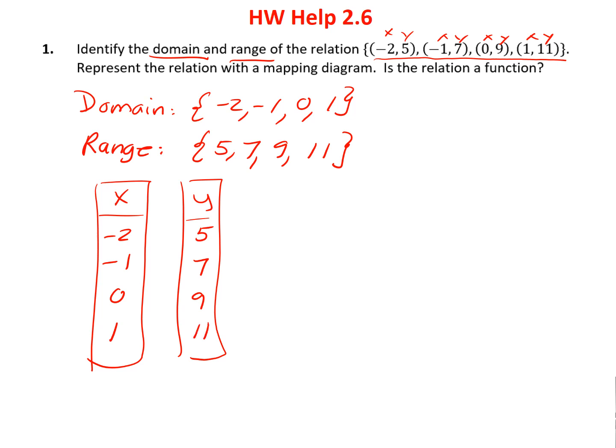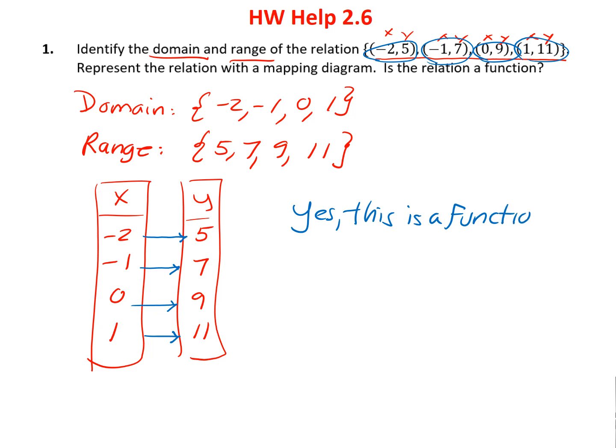And then the mapping, I'm just going to draw a line from one to the other. So -2 maps to 5. So I'll just draw that line there. -1 maps to 7. 0 maps to 9. And 1 maps to 11. Okay. Notice that every x just goes to one y. And when that's the case, we can say, yes, this is a function. Every x only has one value.